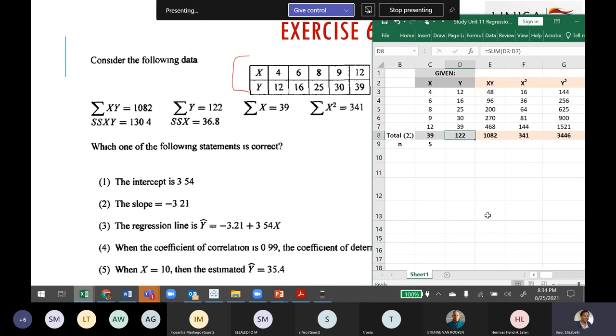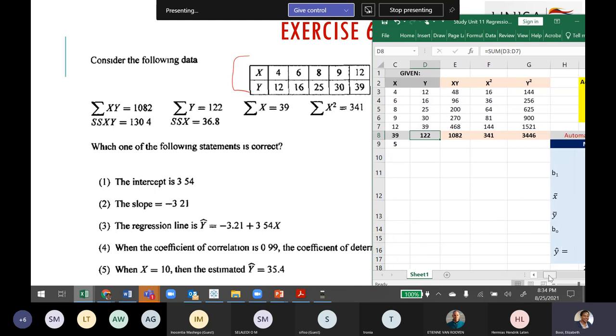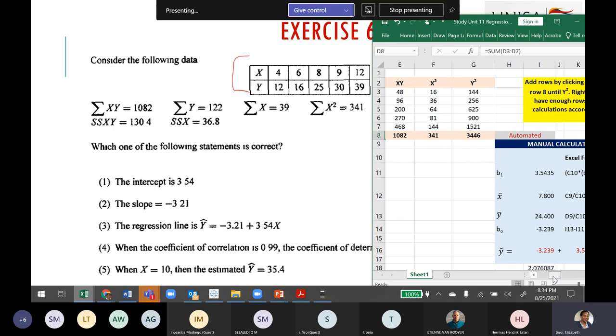Let's just double check if my values, my summations are adding up. Sum of X is 39, Y is 132, X and Y is 1082, X squared is 341. So as long as I'm adding up on those ones, then it means my calculations are fine.